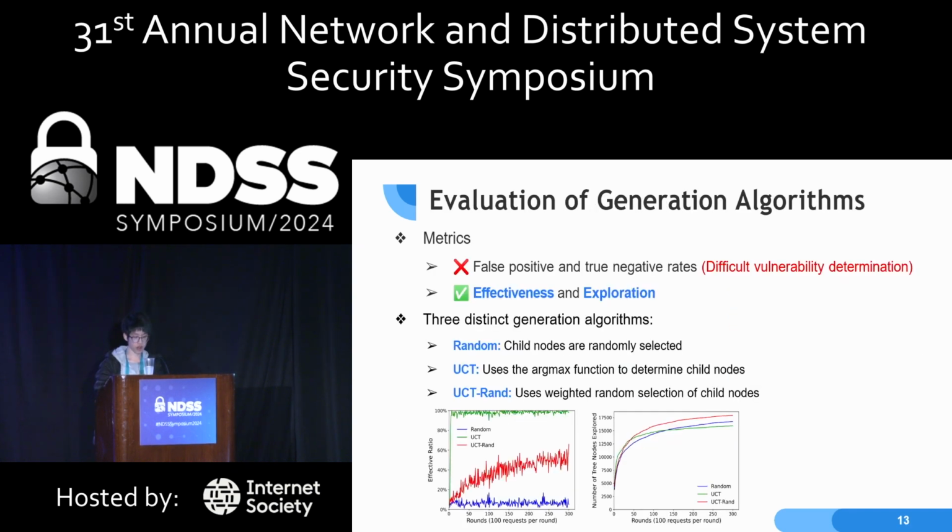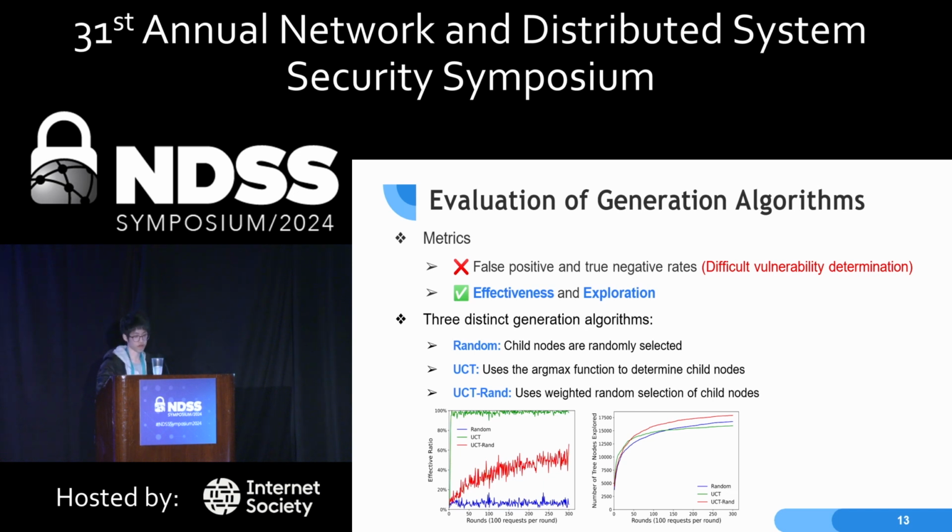To evaluate the generation algorithm, we conducted some experiments. We did not choose false positive or true negative rate as metrics because it is very difficult for us to automate the determination of whether an inconsistency is harmless or not. So we chose effectiveness and exploration as metrics.